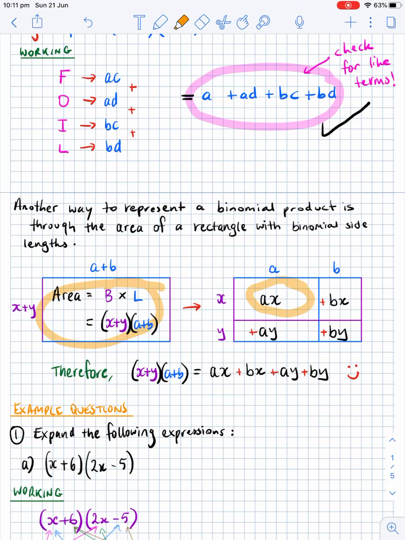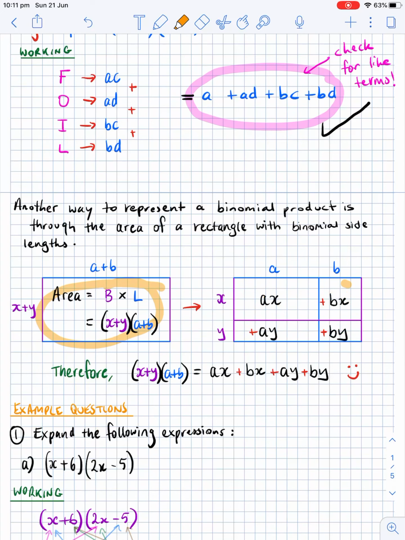And you can see here that this little section would be a times x to get this part. So that's pretty much showing you the area of just that part. Then you've got this part, and this part. To find the area of the total, you'd add all these 4 parts together.